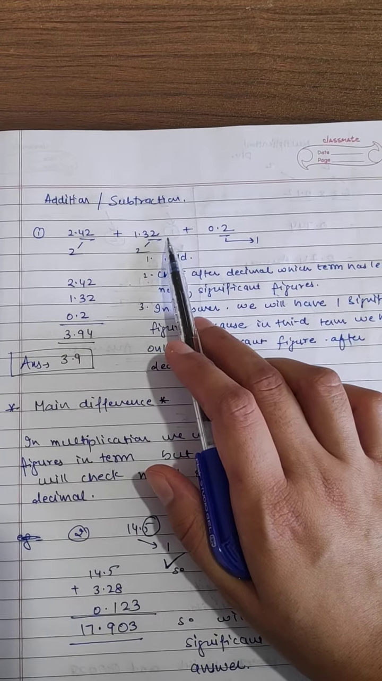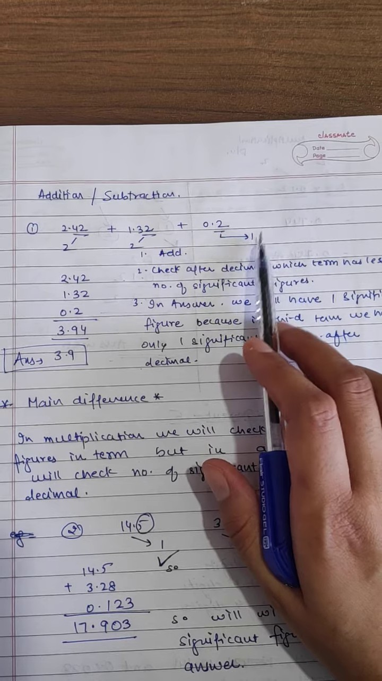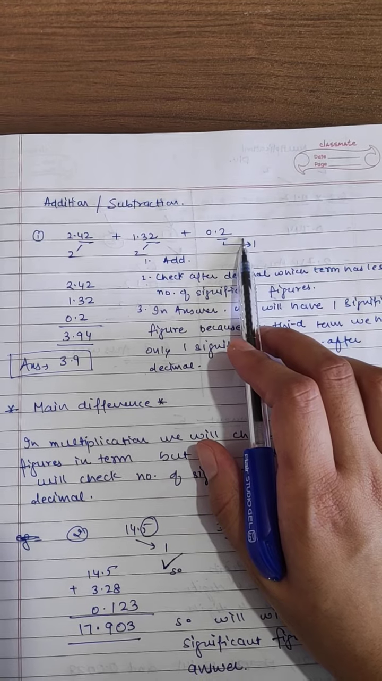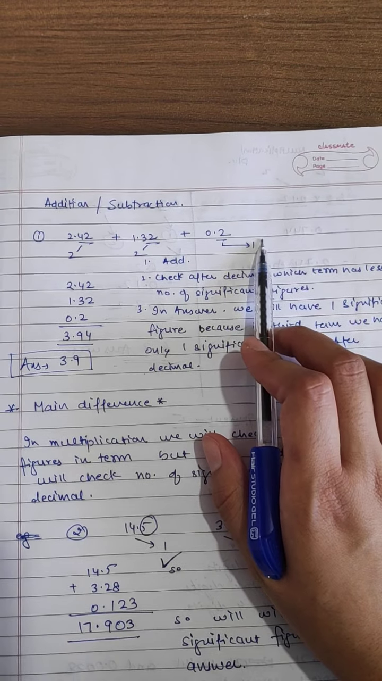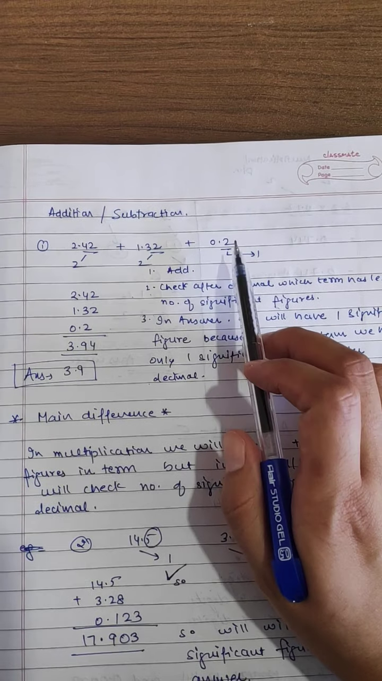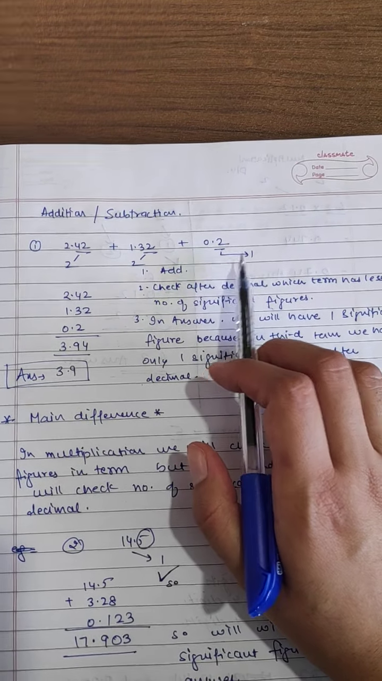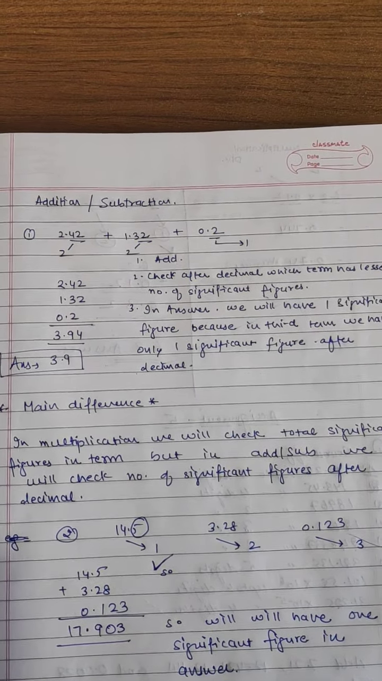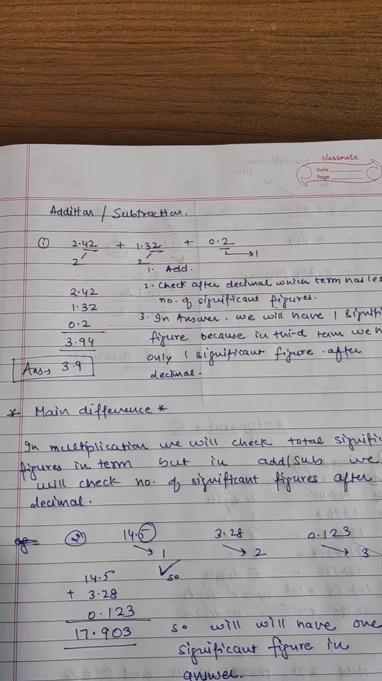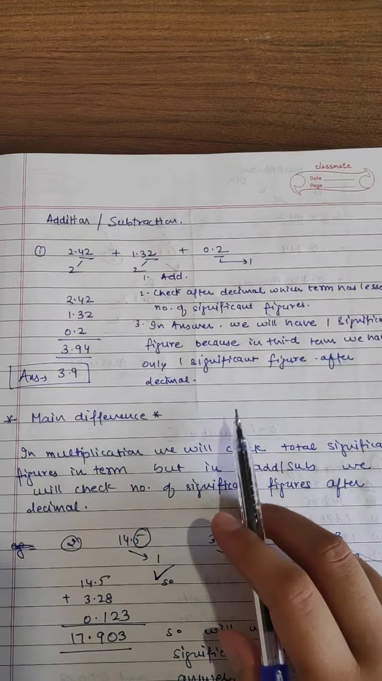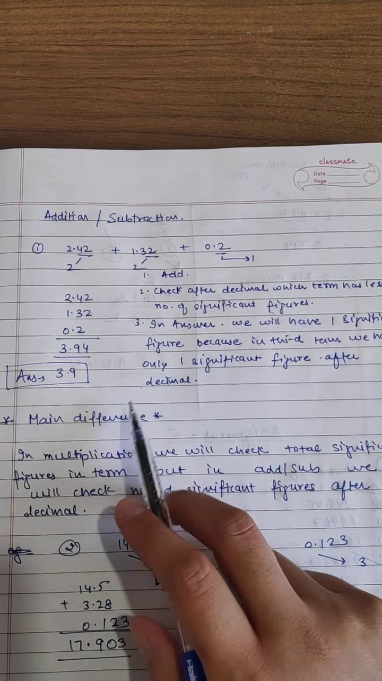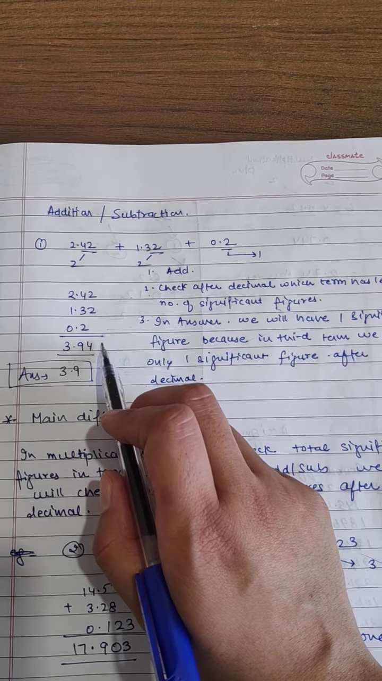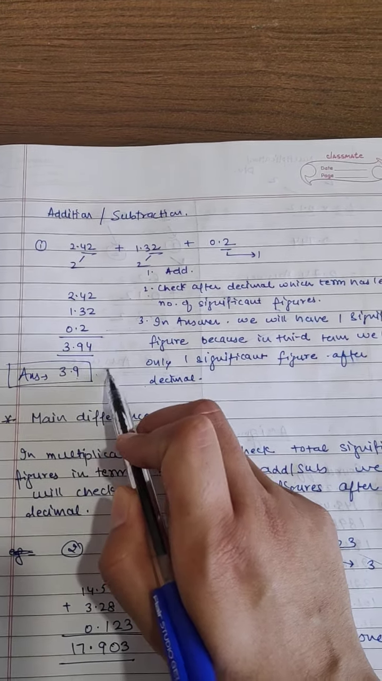Here I am having 2 places, again 2 places, and here I am having 1. So the term which has fewer significant digits after the decimal, we will choose that, because this term has fewer significant figures after the decimal, so our answer will have just 1 significant figure after the decimal. So I'll round it off to 1 place, because 4 is less than 5, we'll use that rule. So our answer is 3.9.